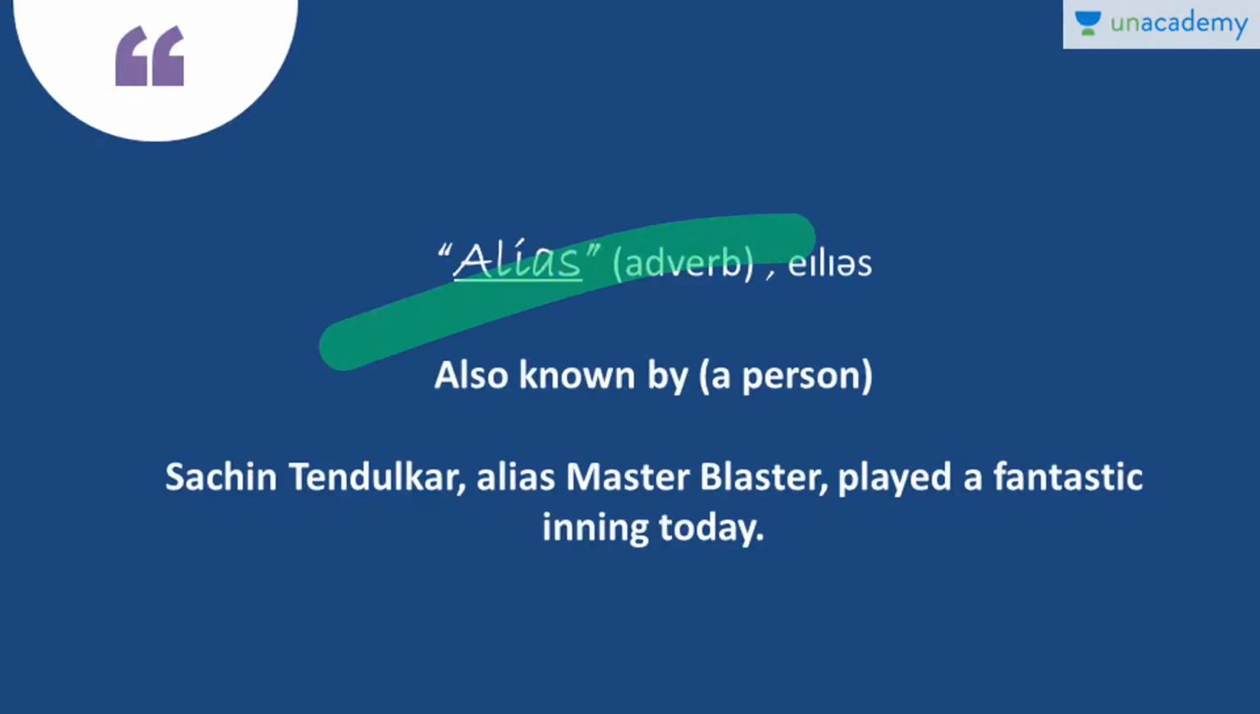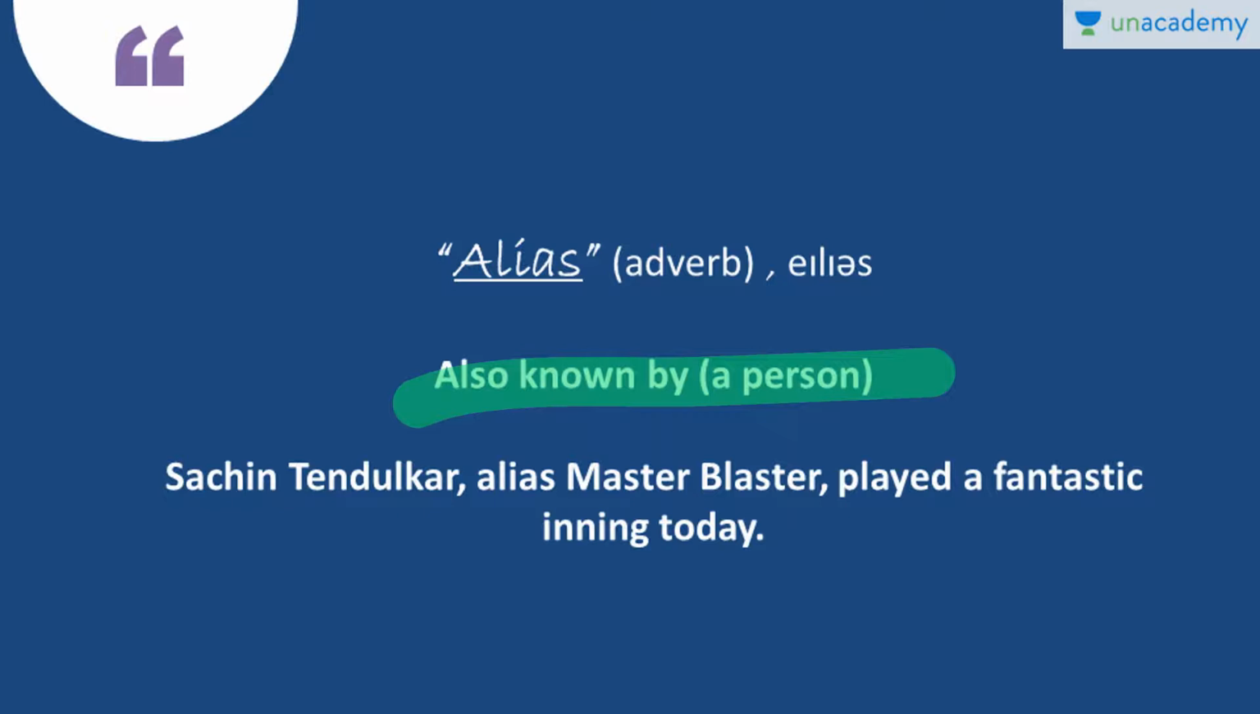The next one is alias. Now what is this alias? When I'm saying alias, it actually means also known by, and this is an adverb whose pronunciation is alias. This is something which means also known by, for a person. Like you have some name, let's say your name is Rahul, but there is one more name of yours which is very famous.